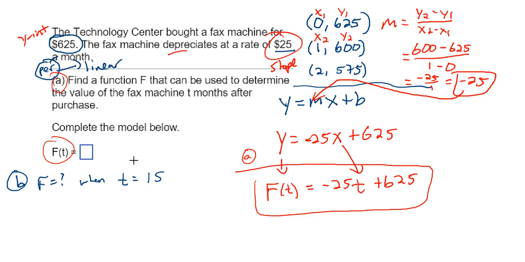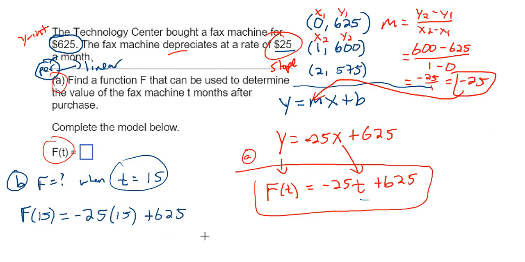All right. And so what you're going to do is use the equation you've just established, take the number of months they give you, plug it in for t, and then you can find F. So I have F of 15 equals negative 25 times 15 plus 625. We'll plug these numbers into a calculator, and we get 250. So after 15 months, the fax machine would be worth only $250 at that point.